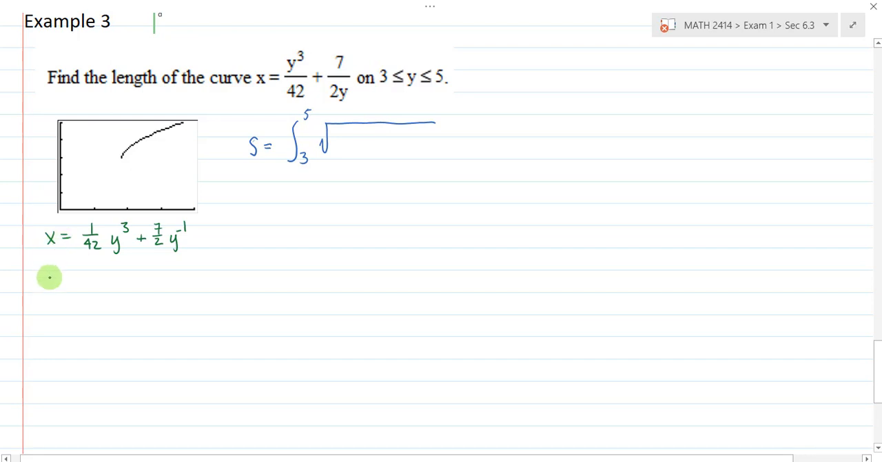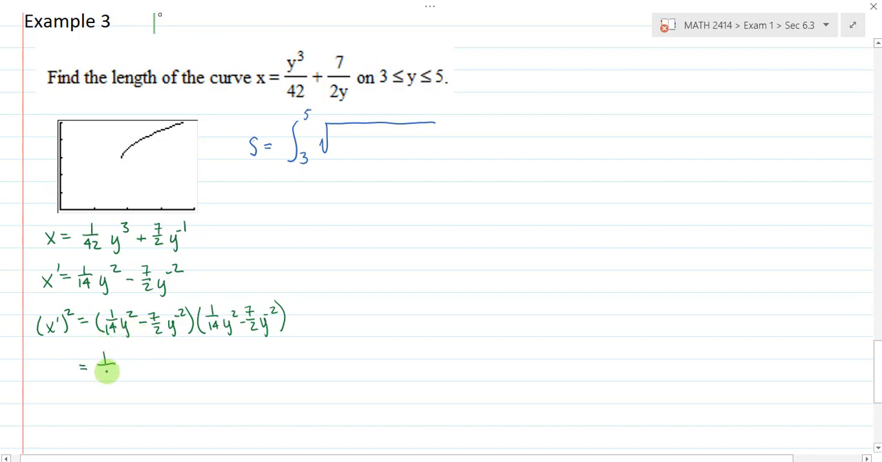So we find x prime, and x prime is going to be equal to 3 times 1 over 42 ends up being 1 over 14 y squared minus 7 halves y to the negative 2. Now I need to square this. Well, that means I'm going to multiply it by itself. And when I multiply it by itself and I FOIL it out, I'm going to end up with 1 over 14 squared. 14 squared is 196 y to the fourth.